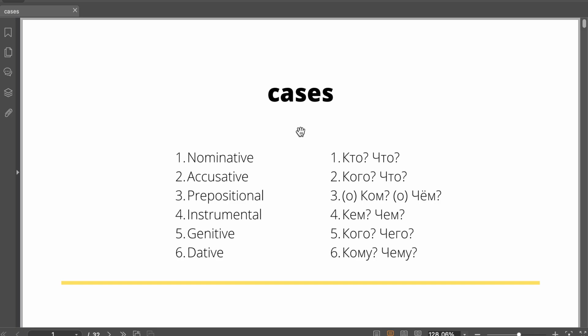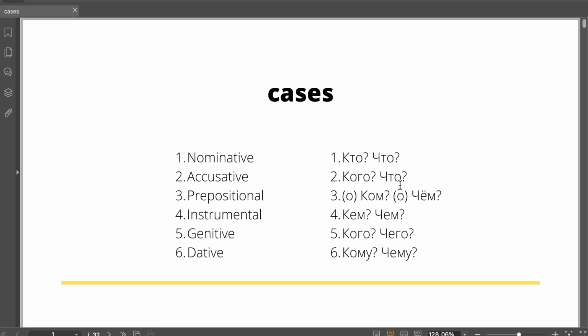Next thing that we need to know is main questions. How we say who and what in every case. Let's start. In nominative we say кто, что. In accusative, кого, что. Let's look at this one. It's written like кого, but we never read it like that. We always read this combination of letters as кого.